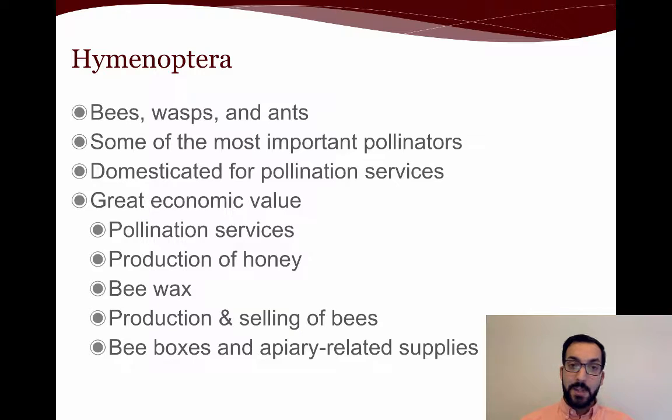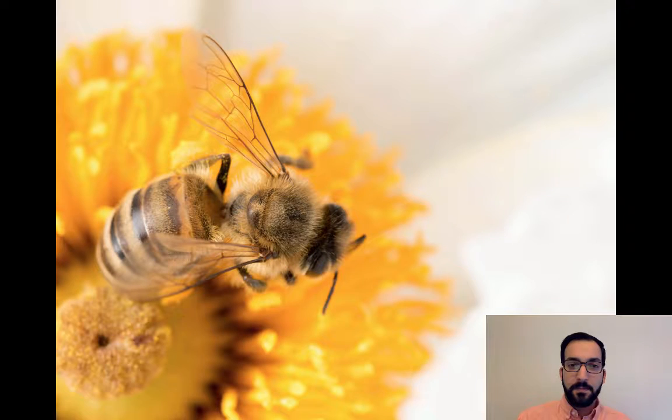So because of their pollination services, but also production of honey, production of wax, and production and selling of bees, bee boxes, and apiary-related supplies. So there's an entire industry around the selling and using of bees. There isn't an entire industry around, say, the selling and using of monarch butterflies. So there's less of a monetary or economic value associated with monarch butterflies, even though they may still be incredibly important in our ecosystem and thus indirectly important for some economic value.